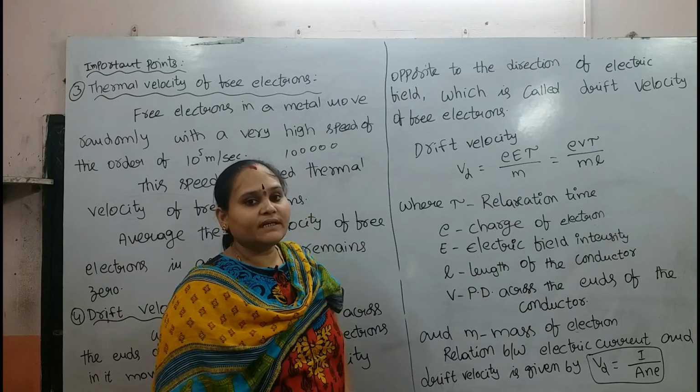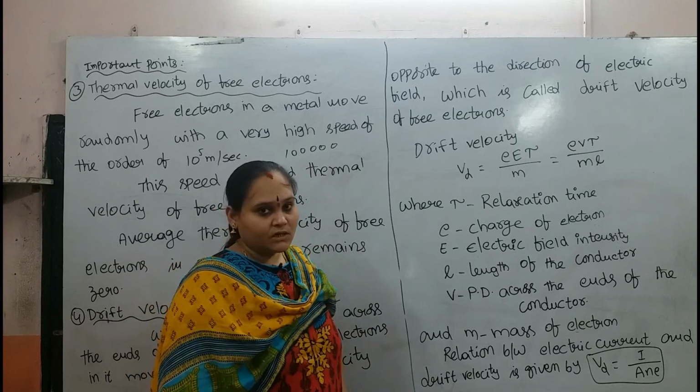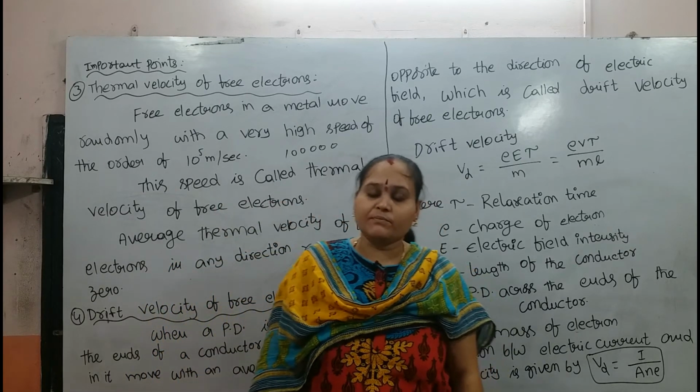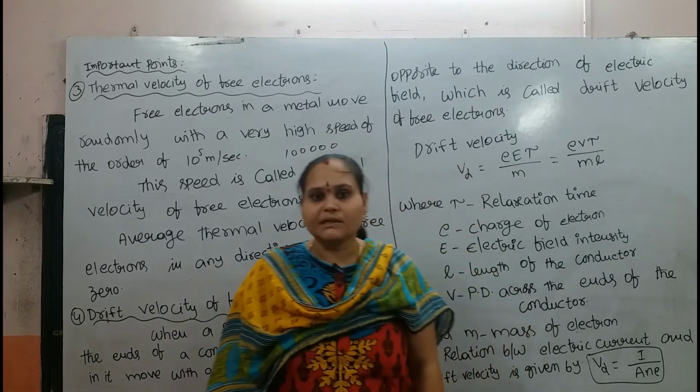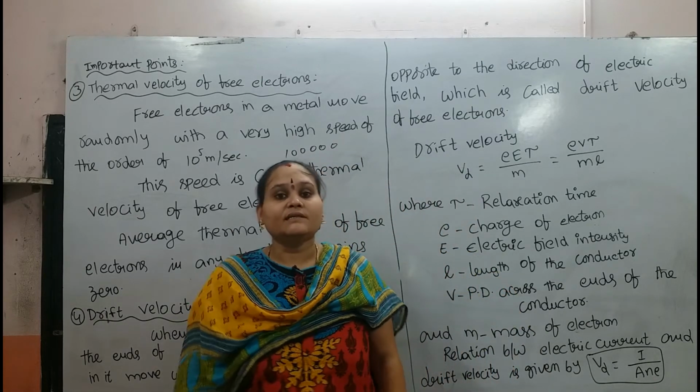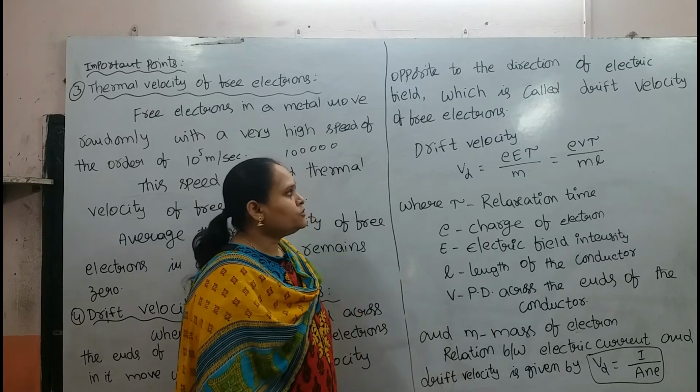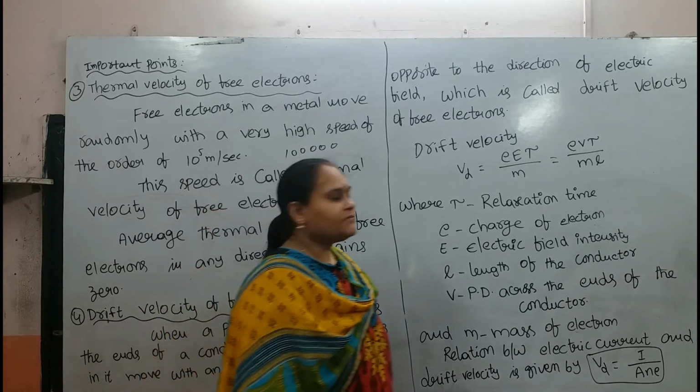So which is nothing but a drift velocity. The velocity with which the particles move opposite to the direction of an applied field is nothing but a drift velocity. So, this is called the drift velocity of the free electrons.